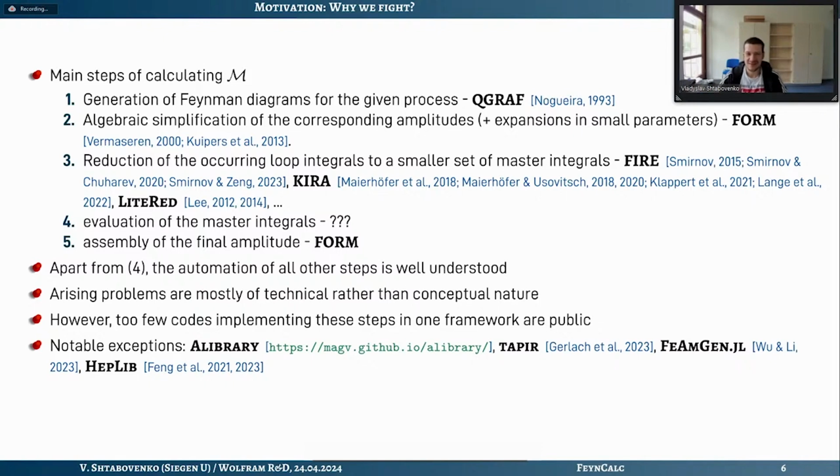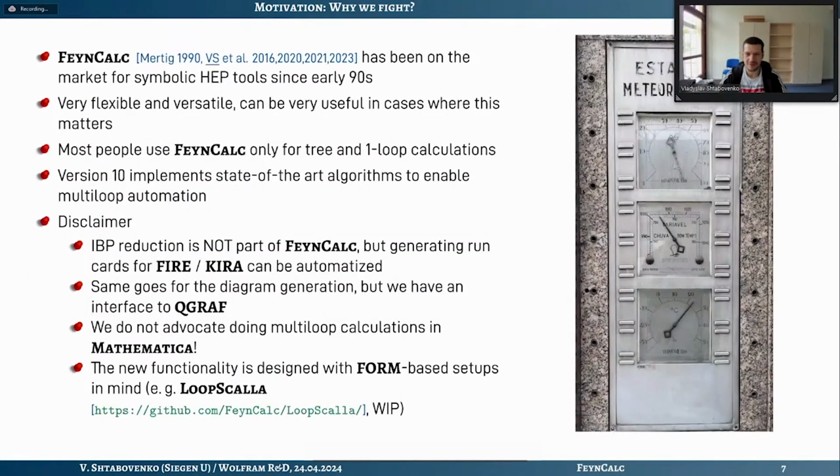And in this context, I would also like to talk about our contribution to this part, using the code that we are working on with my collaborators called FeynCalc. FeynCalc is a computer algebra package, a Mathematica package for high-energy physics calculations that has been on the market since the early 90s. The first publication of FeynCalc came out in 1990. And then I joined this project in 2014, and I've been involved in the subsequent publications of the newer versions of FeynCalc.